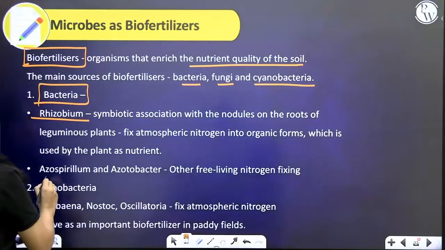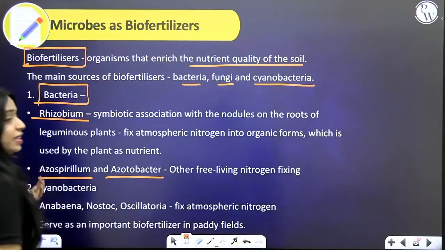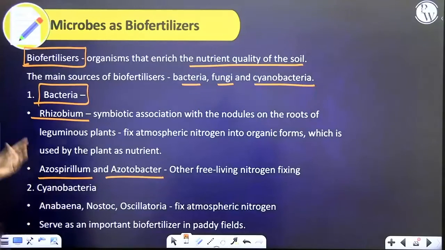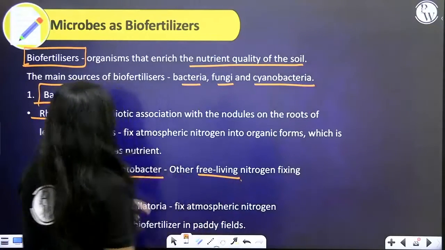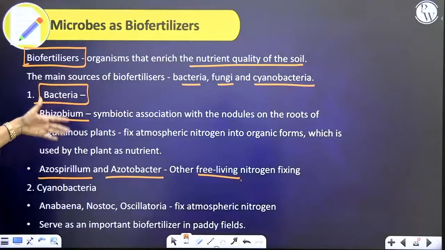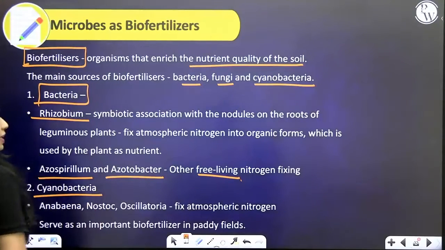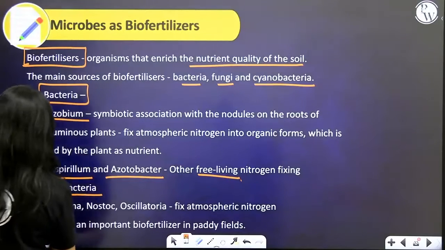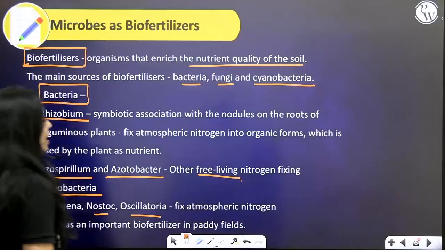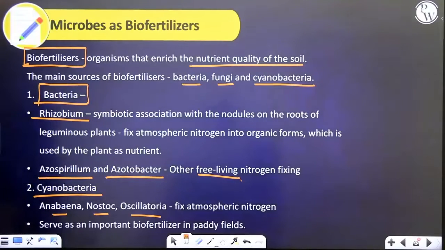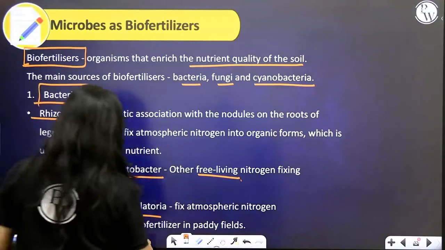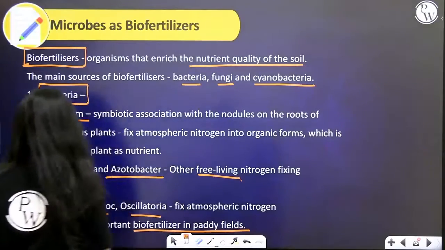Okay. So azospirillum and azotobacter, these are also nitrogen fixing bacteria, but these are free living. They are not symbiotically associated with any plant. They are found free living in the soil and they help in nitrogen fixation. Talking about cyanobacteria, cyanobacteria are photosynthetic bacteria. Some examples are Anabaena, Nostoc, Oscillatoria. They are involved in nitrogen fixation as well, and many a times they are used as biofertilizers in paddy fields.